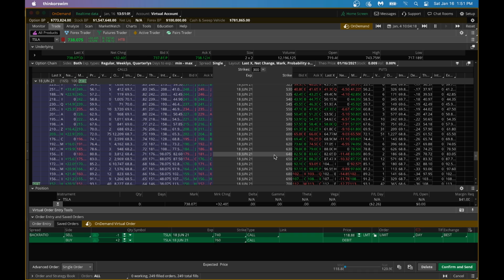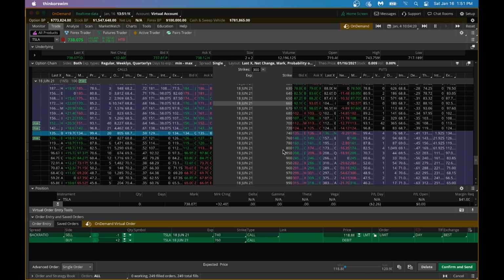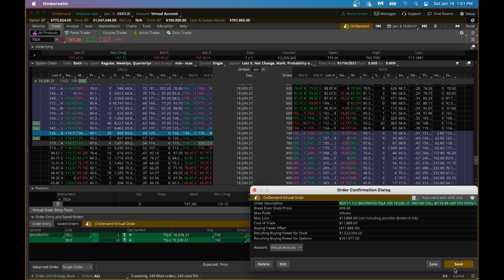So as you can see here, let me go a little bit down. 740 call, it's around 134, 135 range. So we are selling this and bringing that money in, and we are buying two 760. So 760 is around 126. So that's the plan here. It's an aggressive strategy, meaning we want stock to be bullish. So with that, let's go ahead and confirm and send.